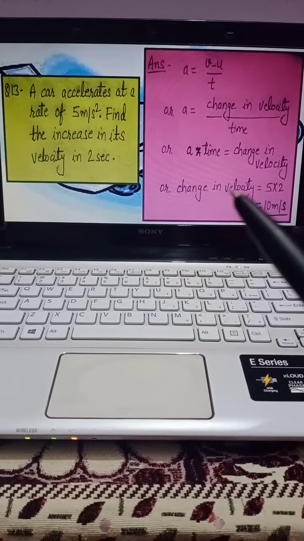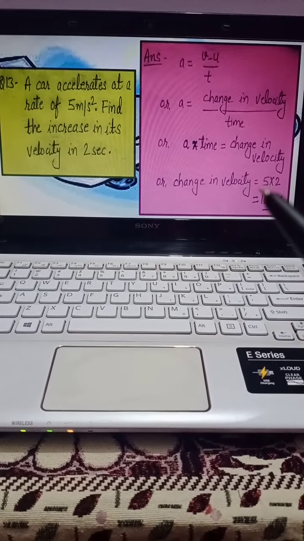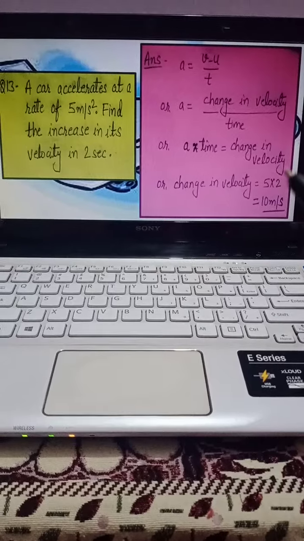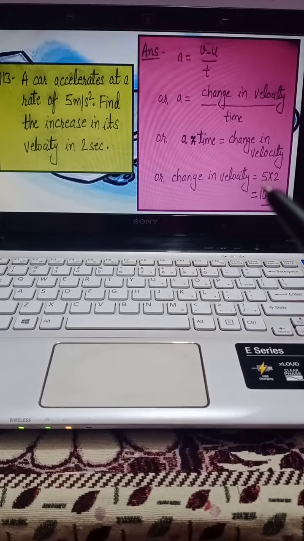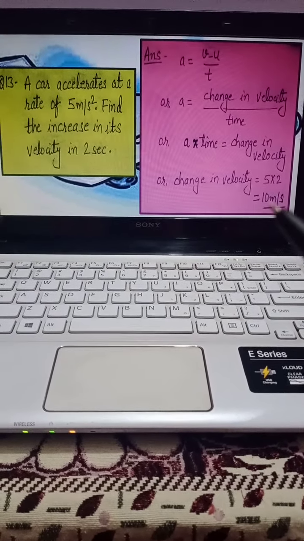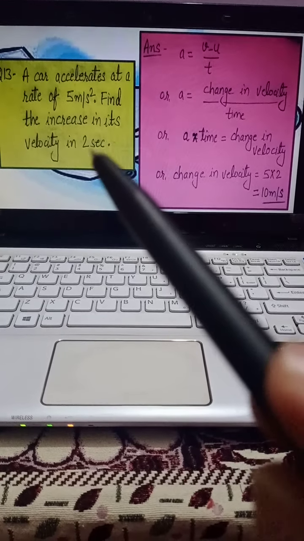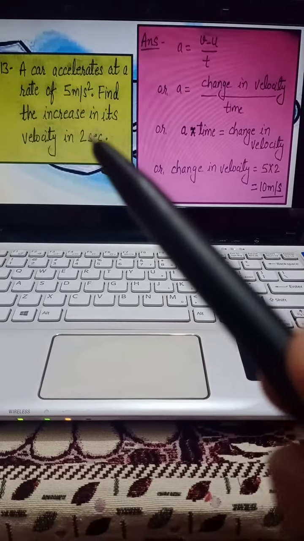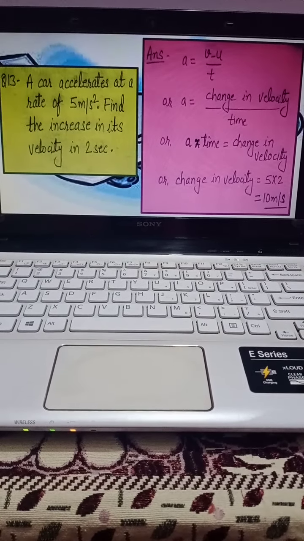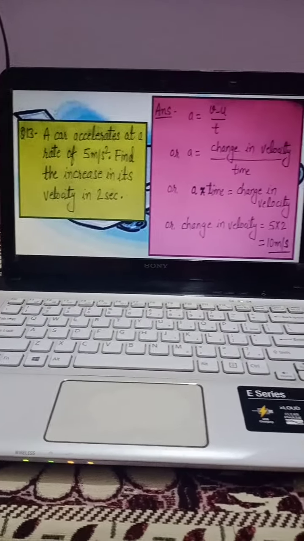So therefore change in velocity, a is given, that means a is acceleration and t is time. So acceleration is 5 and time is 2, so 10 meter per second. So it means that the change in velocity, or increase in its velocity, is 10 meter per second.